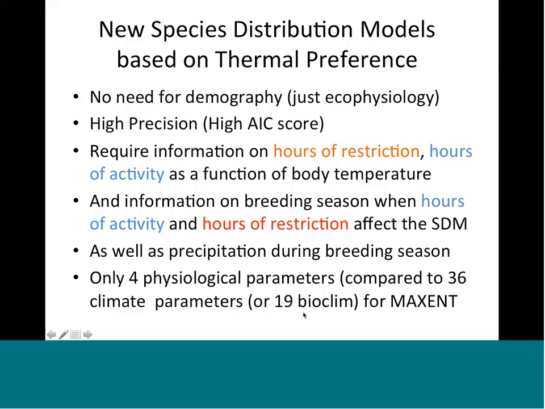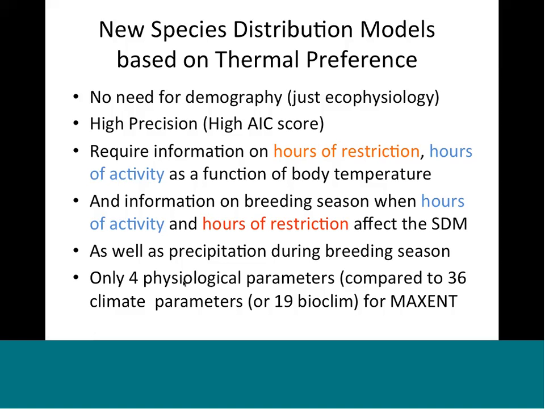Now, what's really nice is that because it's mechanistic, we can compress the 36 climate variables, which would be T-min and T-max during the 12 months of the year, plus precipitation, and we're also trying to build in relative humidity. So we really have four variables across the 12 months of the year. But instead of compressing those into the 19 bioclimate variables that Robert Hijmans has developed, which are a very useful tool where you don't really understand ecophysiology, we can compress those into four physiological parameters.